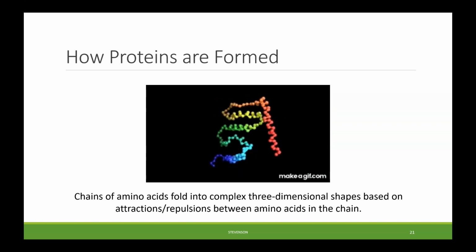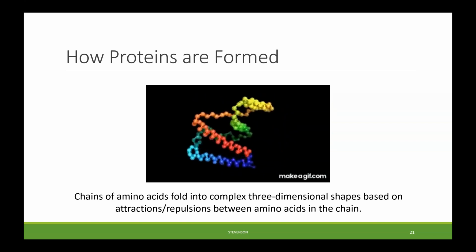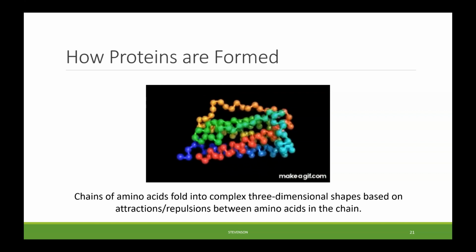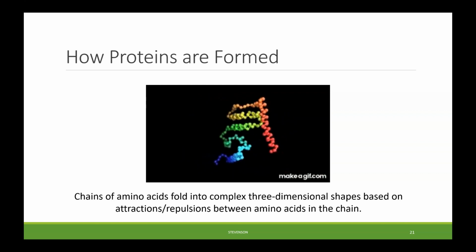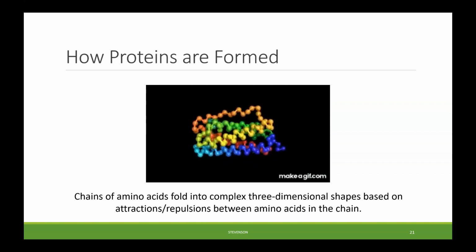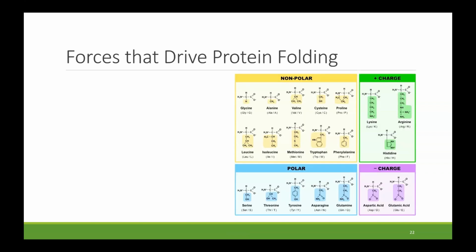Now in this animation, you see that the chain just starts folding up automatically. And that is actually a good representation of what happens in nature. The protein largely automatically folds itself into the 3D shape. But what causes that automatic folding? Well, there are a variety of forces that cause the protein to take shape, but they all relate back to the different amino acids that are found in the chain.